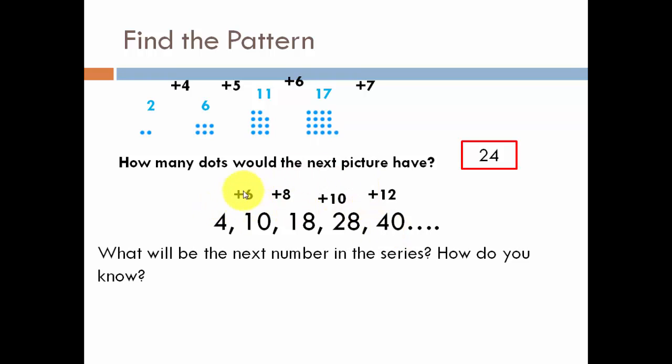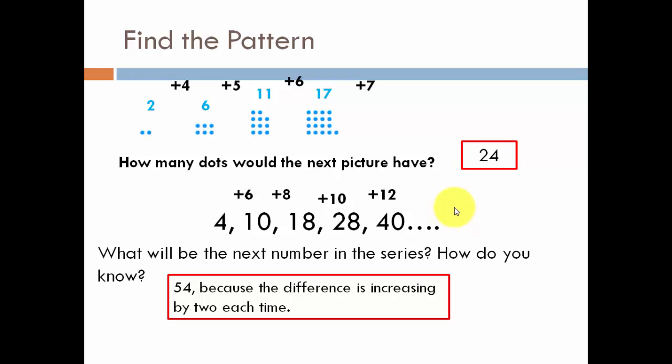Here we can see a pattern between the differences. Each time you are going to add 2 more than the previous time. So you could assume that you're going to add 14 to 40, which would give you 54, because the difference is increasing by 2 each time. Notice I asked you to say, how do you know at the end? Some questions will just ask you for the next number. Other questions will say, how do you know that's the next number?